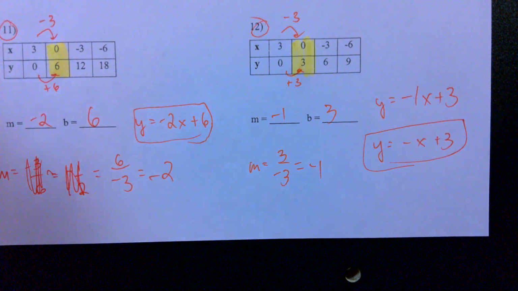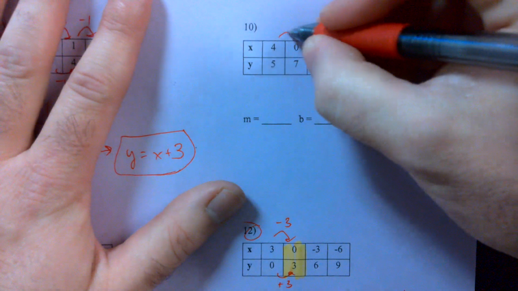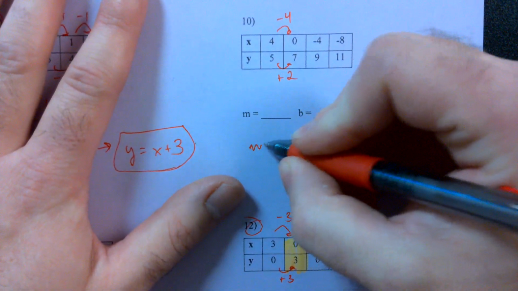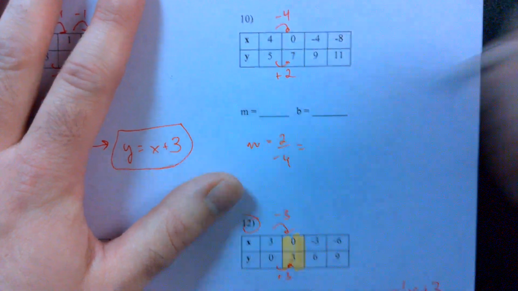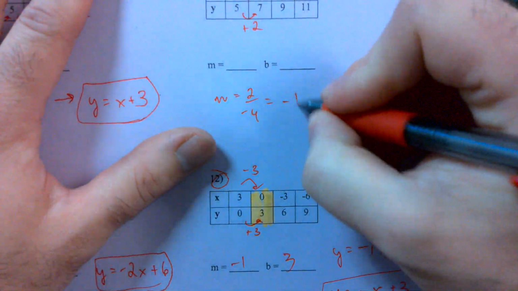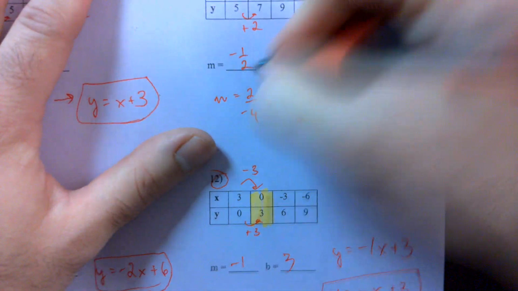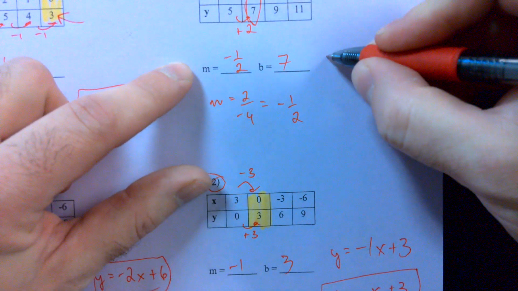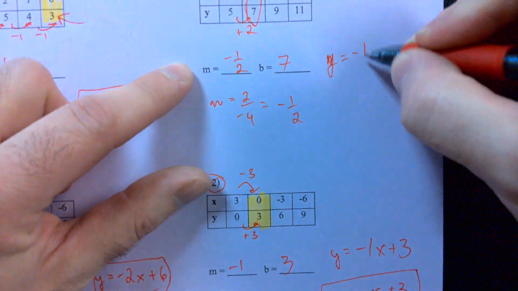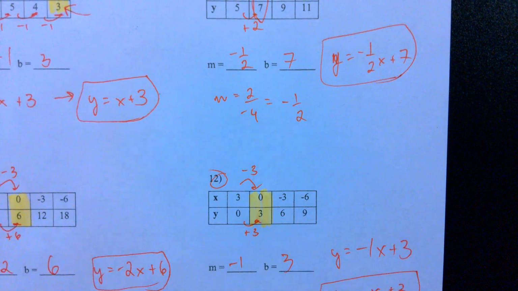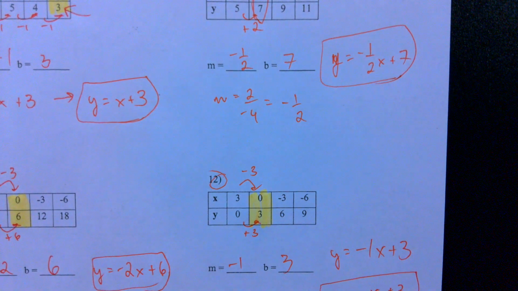Real quick, I just want to do number 10. On the top, we got minus 4. On the bottom, we got plus 2. So I got 2 over negative 4. How can I simplify 2 over negative 4? What does that turn into? Negative 1/2. Good. Thought we would have some trouble with that, but it sounds good to me. B is 7. So y is equal to negative 1/2 x plus 7. The more we do this, the more hopefully you're seeing it's the same thing over and over again.